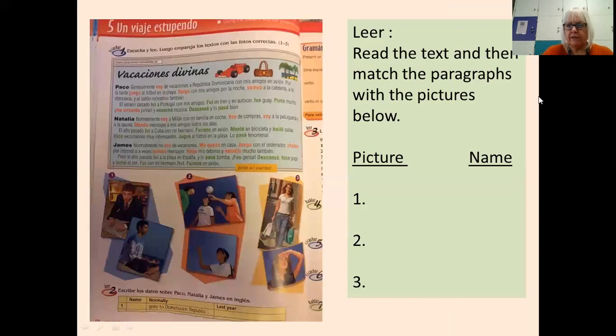And it's a reading task first now, please. So here's a copy of a reading text from the textbook. Three people talking about their holidays, Paco, Natalia, and James. And what you need to do is read the text and then match the paragraphs with the pictures below. So you've got picture 1, picture 2, picture 3.